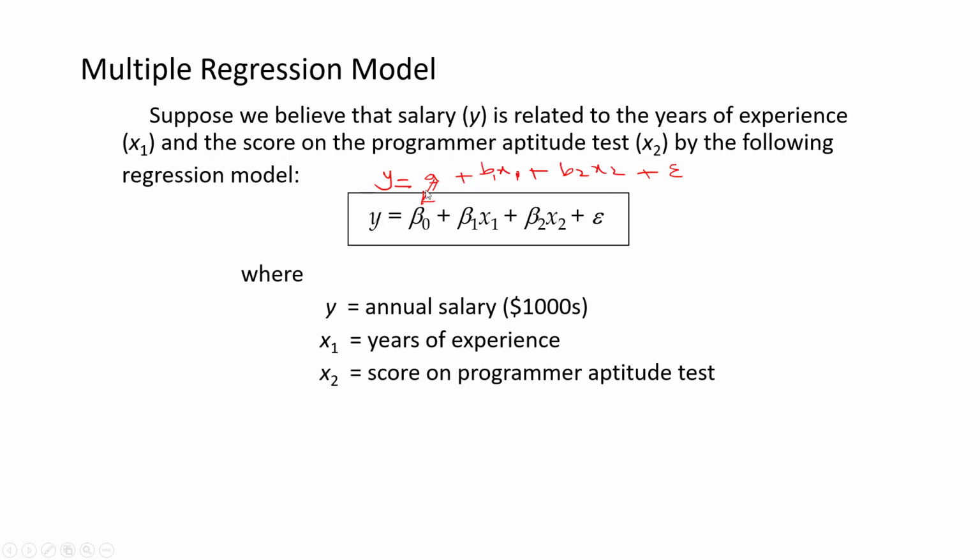Now you can see this is different from the previous simple linear regression, because now we have 2 independent variables and 1 dependent variable. Y is the salary, x1 is the experience and x2 is the programmer aptitude test. So y is annual salary, x1 is years of experience, and x2 is score on the programmer aptitude test.